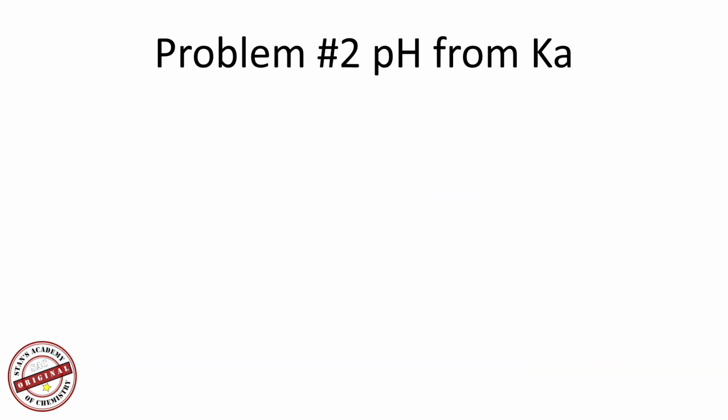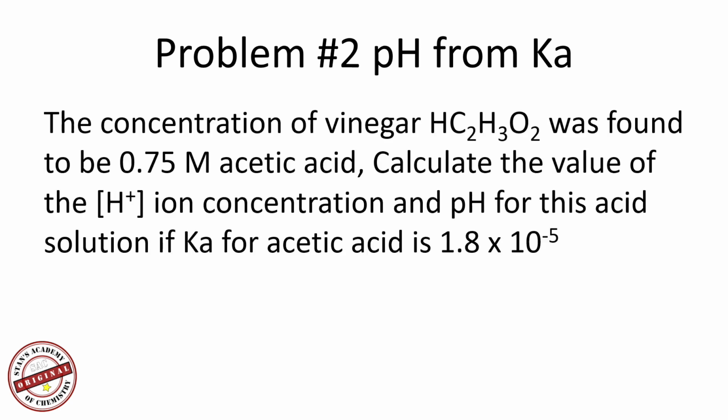Here is a second problem for you. We're going to calculate pH from Ka. The concentration of vinegar, acetic acid, was found to be 0.75 moles per liter. Calculate the value of hydrogen ion concentration and pH for this acid, if Ka for acetic acid is given as 1.8 times 10 to the power of negative 5.